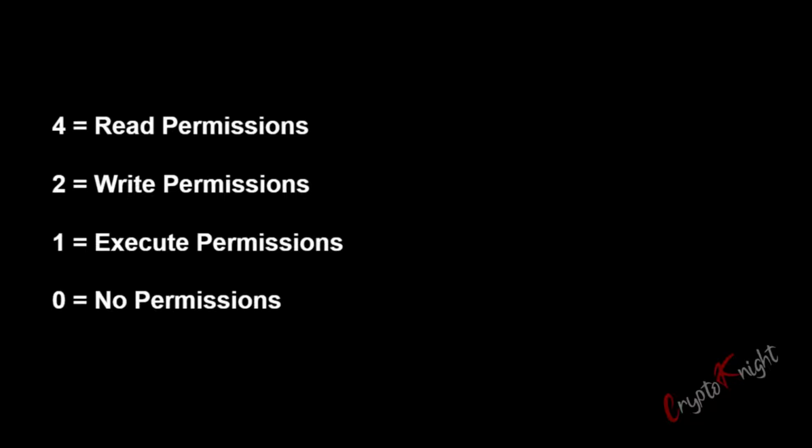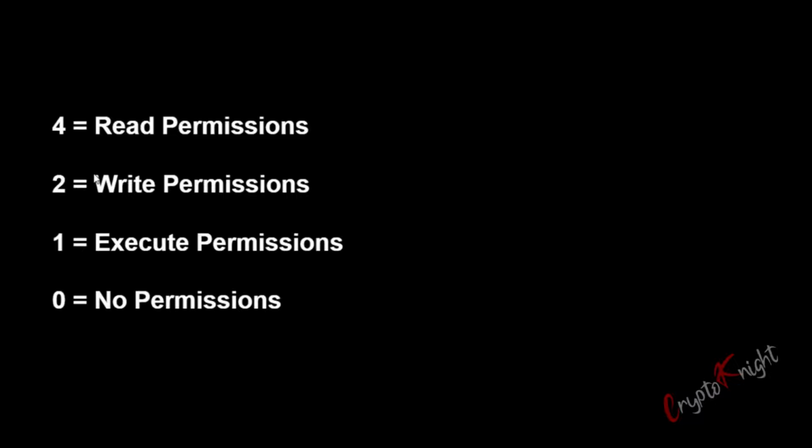Now if at some point of time we want to change the permissions, how can we do that? So just keep this scheme in your mind. 4 belongs to read permission, 2 is write permission, 1 is for execute, and 0 means no permission. Now let's say we want to give read and execute permissions to a file. So read and execute is 4 plus 1. So that becomes 5. If I have to give to a file permissions of read and write, I'll give 4 plus 2 equal to 6.